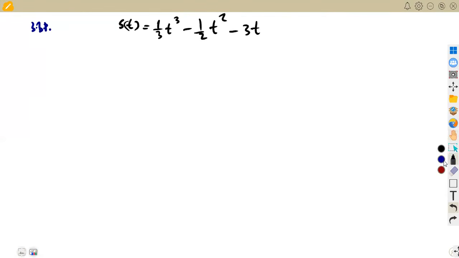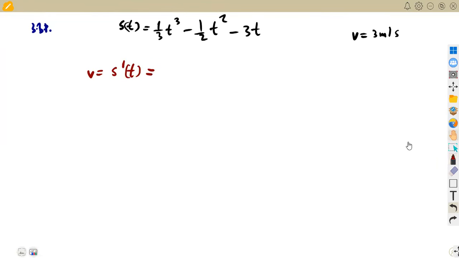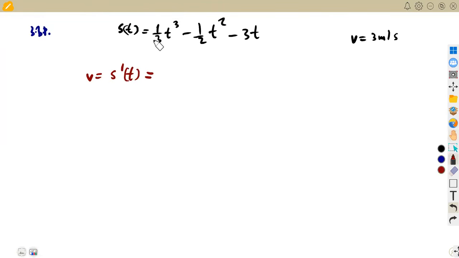So they are saying when the velocity is 3 meters per second. If you check, we talked about this same type of question directly, but for the sake of revision, what are we going to do? We said velocity must be equal to the first derivative of what? Displacement with respect to time. So all we need is to find our derivative here with respect to time: drop the exponent, multiply by a third, subtract 1. So we're going to have t squared minus 2 times a half.